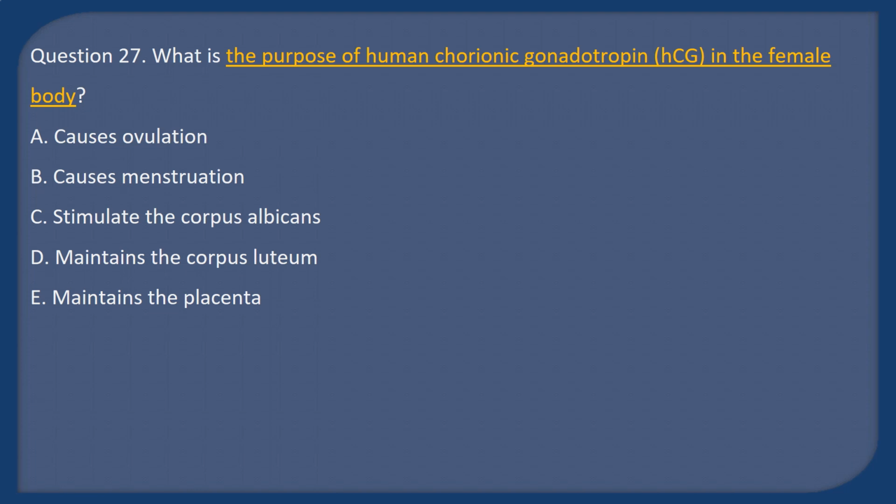Question 27. What is the purpose of human chorionic gonadotropin, HCG, in the female body? A. Causes ovulation. B. Causes menstruation. C. Stimulates the corpus albicans. D. Maintains the corpus luteum. E. Maintains the placenta.